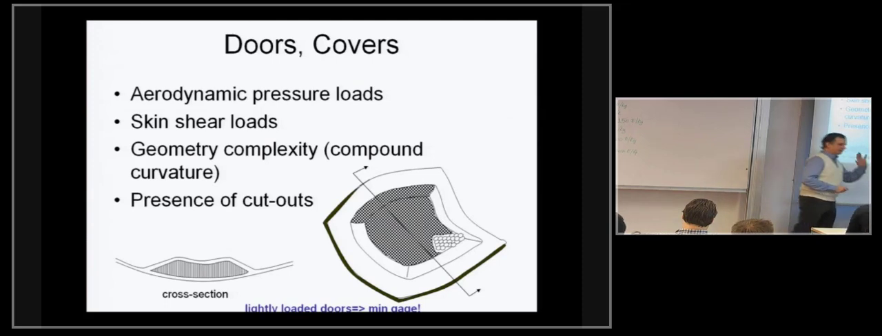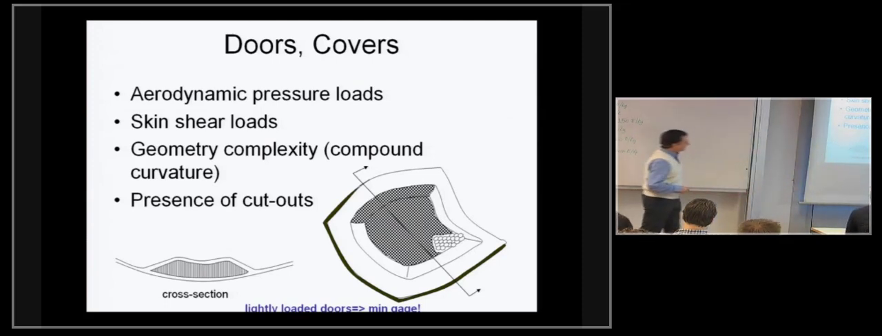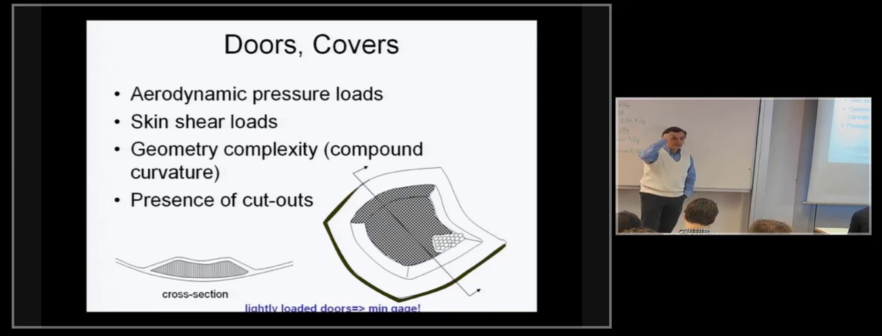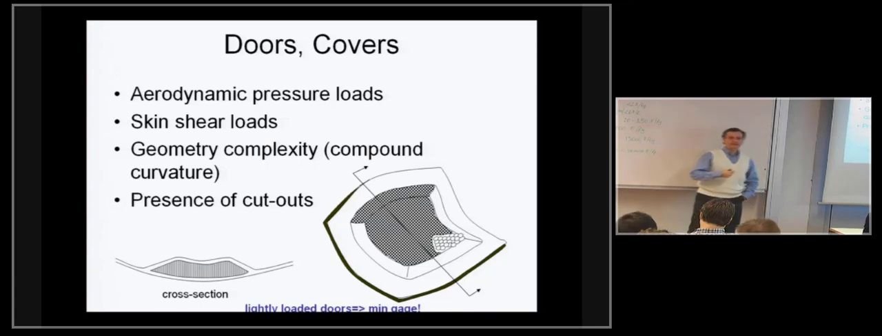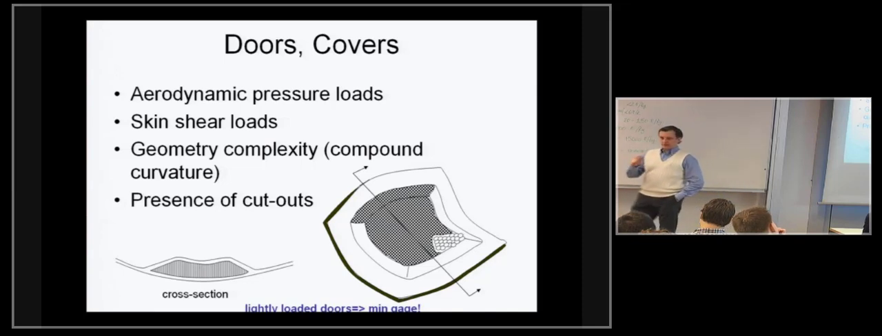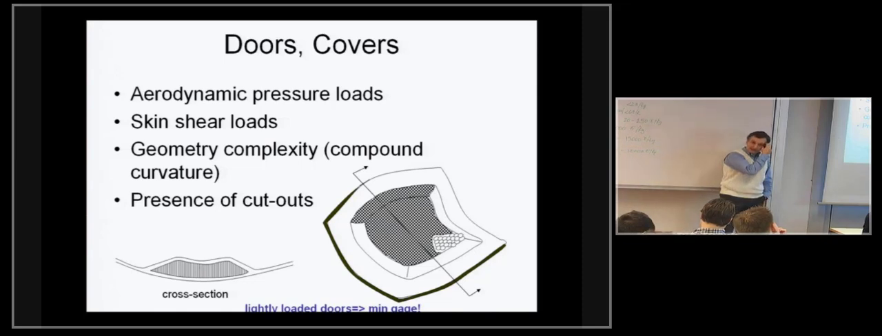Doors and covers, not much other than basically what I wanted to mention here more than anything else is the minimum gauge. If your structure is very lightly loaded, then you can get away with such low thickness that you run into other problems. In composites in particular, because of the moisture absorption concerns, if you make your structure very thin, on the order of 2 to 3 plies, each ply being on the order of 0.15 millimeters, then over time, especially in a humid environment like the island of Guam, you will actually absorb a lot of moisture.